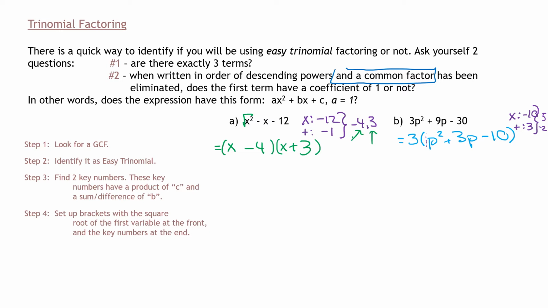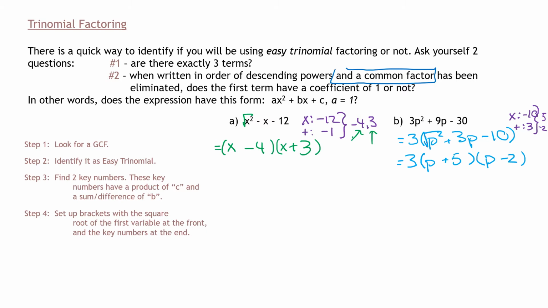So now I'm going to factor my trinomial. And I'm on step 4 now. So I've got 2 sets of brackets. The square root of the first term goes at the front, that's a p. And at the back go my numbers that I just figured out, which one's a +5 and the other one's a -2.